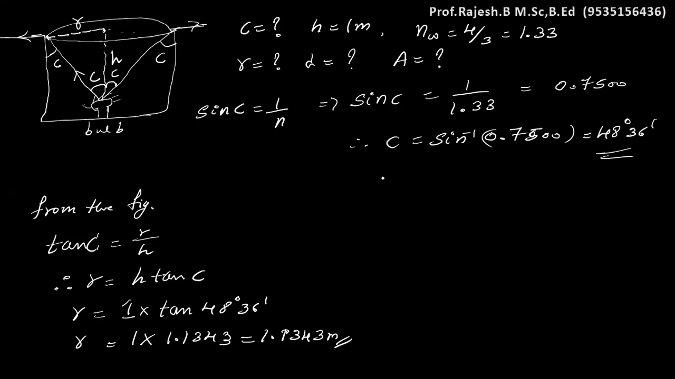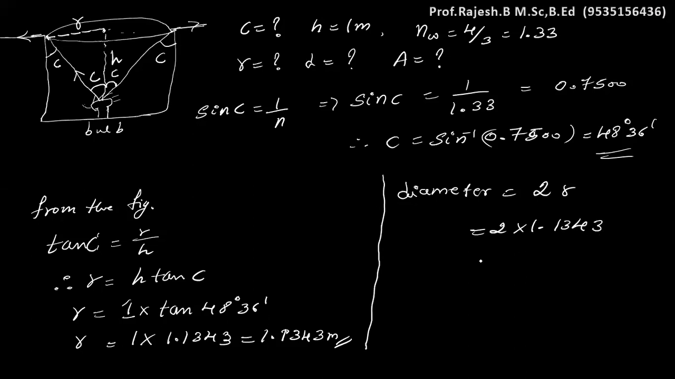And now we can find out the diameter. Diameter is twice the radius, 2R, 2 into 1.1343. 2.2686 meter we get.